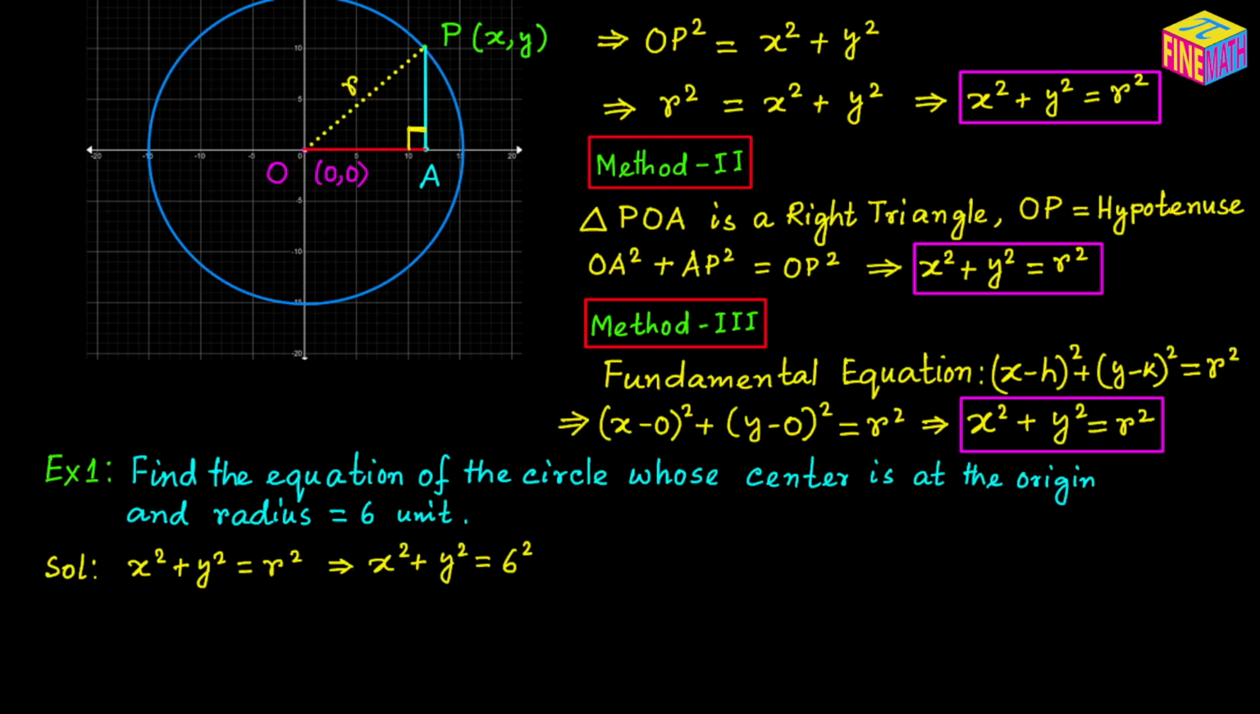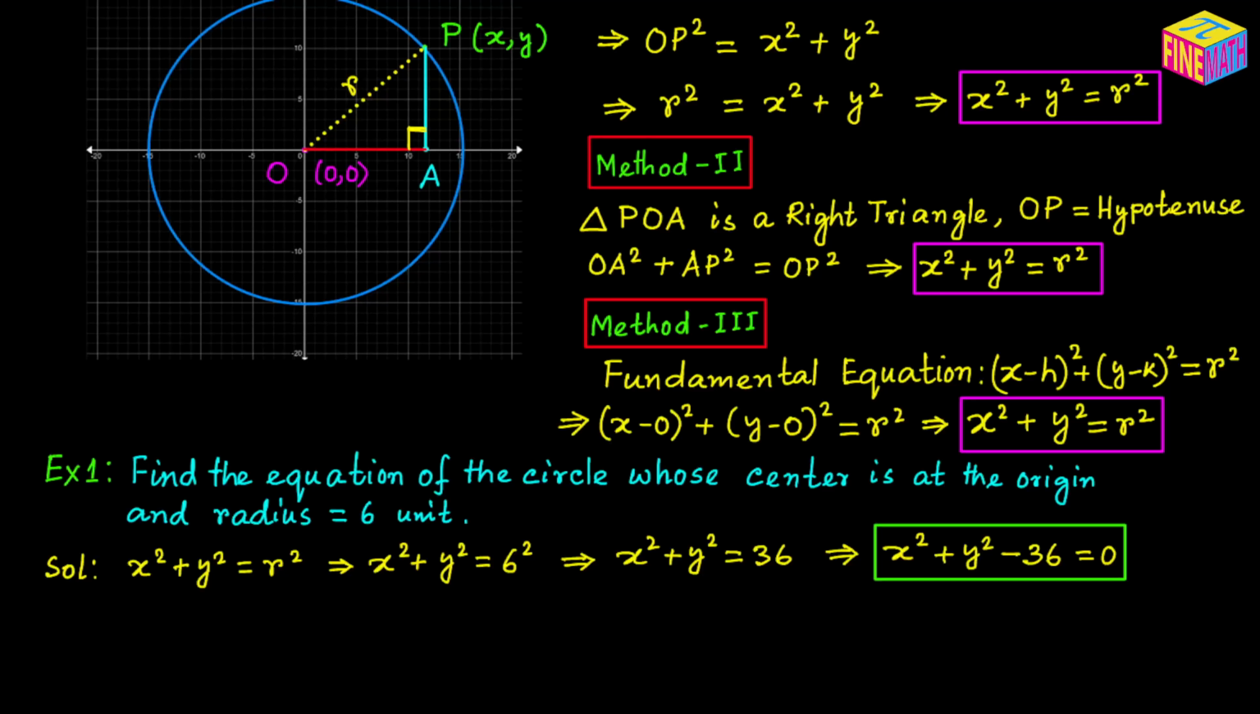Then we can say x² + y² will be equal to 6², and 6² is nothing but 36. So we can say x² + y² = 36. And if we bring 36 to the left hand side, then our equation is going to look like this: x² + y² - 36 = 0. And that's the answer. That's the equation of the circle in this example. Let's take a look at the second example.